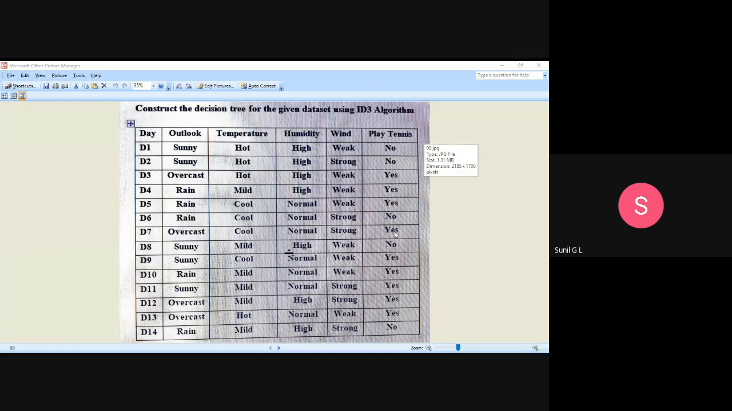In the previous class we discussed entropy and information gain. Entropy provides the impurity in the data set. If the data set has all positive or all negative, then the entropy will be zero, which means there is no impurity in the data set. If positive and negative, that is yes and no, are both equal, then the entropy will be 1.